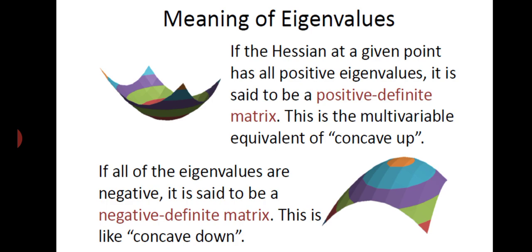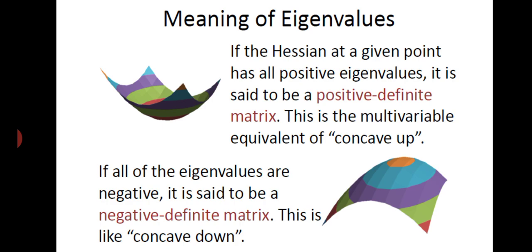And it is very important. Try to understand, I am repeating once again. If you calculate the eigenvalues of any Hessian matrix and all the eigenvalues are positive, then you can conclude that the Hessian matrix is a positive definite matrix. This is the multivariable equivalent of concave up.